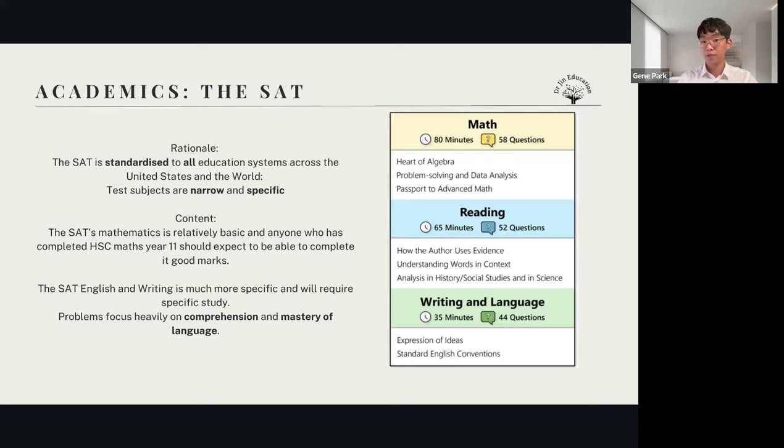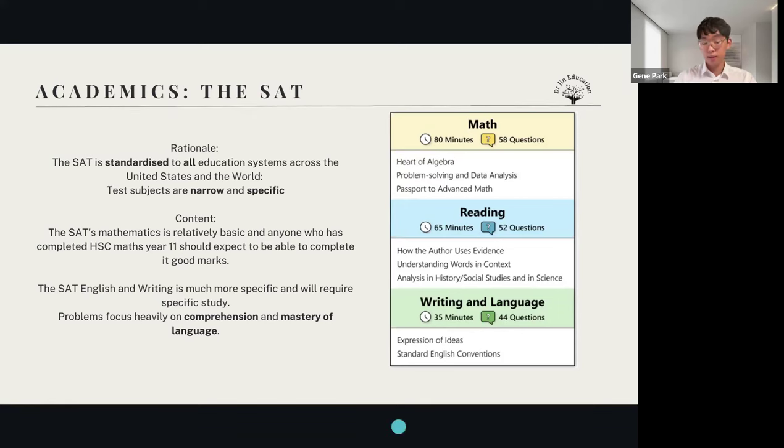Then you use that information to answer the questions that are thrown at you. For example, you'll have questions like, the author's argument is best summarized as, or the stance that the speaker takes in the passage is best described as, also questions regarding the meanings of words in context, and so on and so forth.